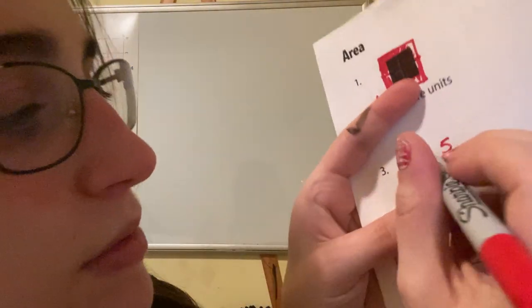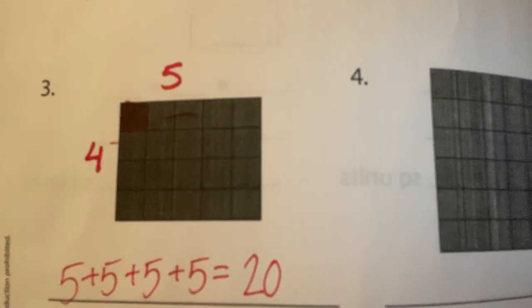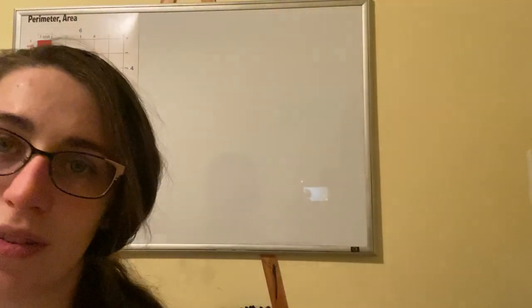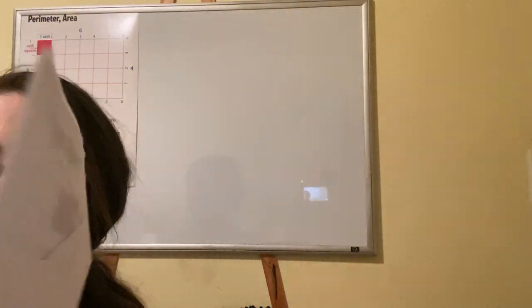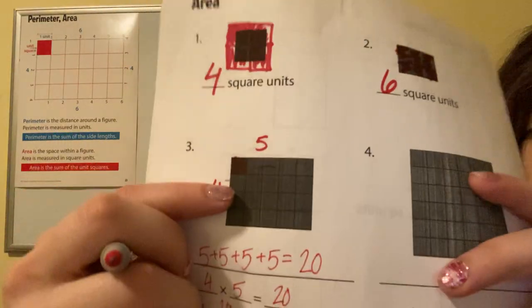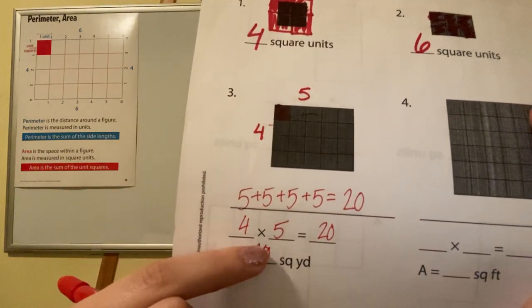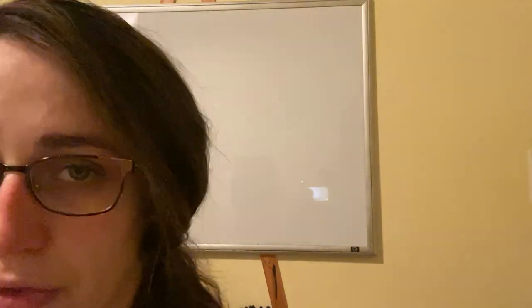The unit squares in this math problem, one unit square in this problem represents one square yard. Okay, so how many square yards of carpet will Mrs. Reams need? It's 20. So we found how many square units you need. Then we know that they're finding the area in yards. So the area equals 20 square yards.